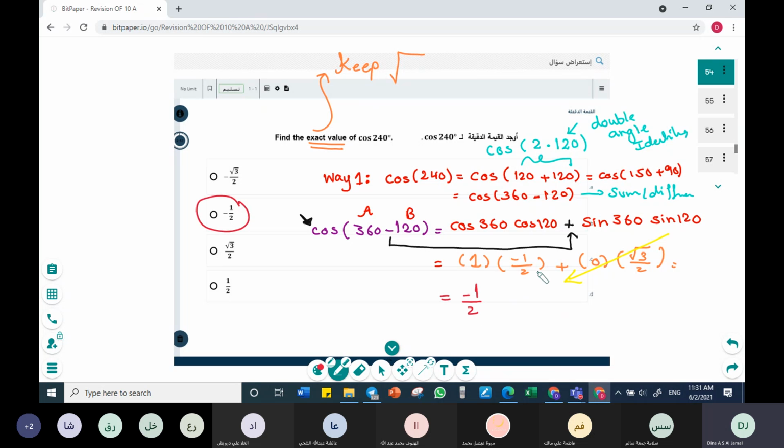This is way 1, which is the longest way, the way that you can understand with it. Some students may take the answer directly from the calculator. So go to the calculator, get me cosine 240.